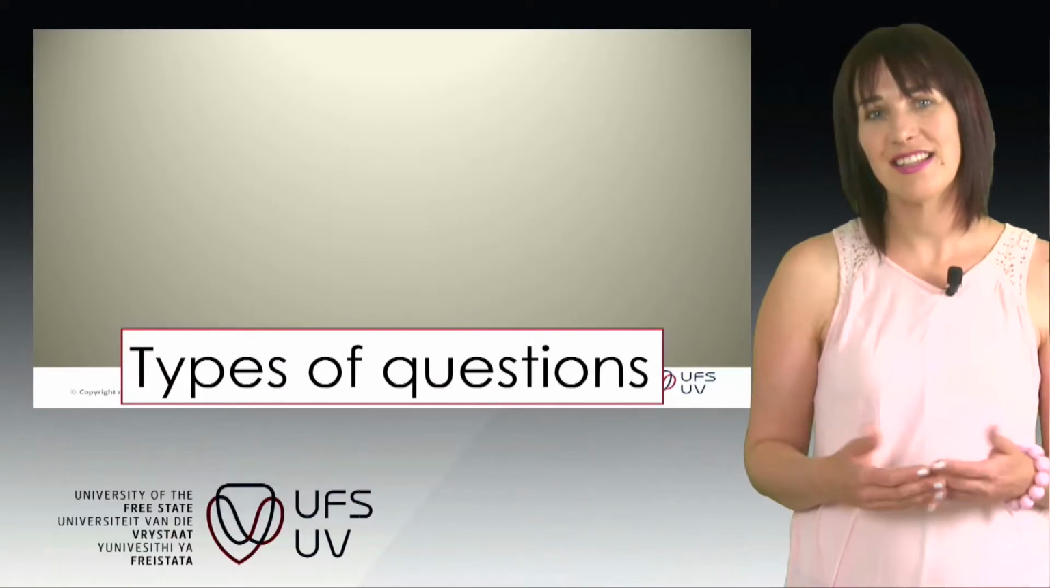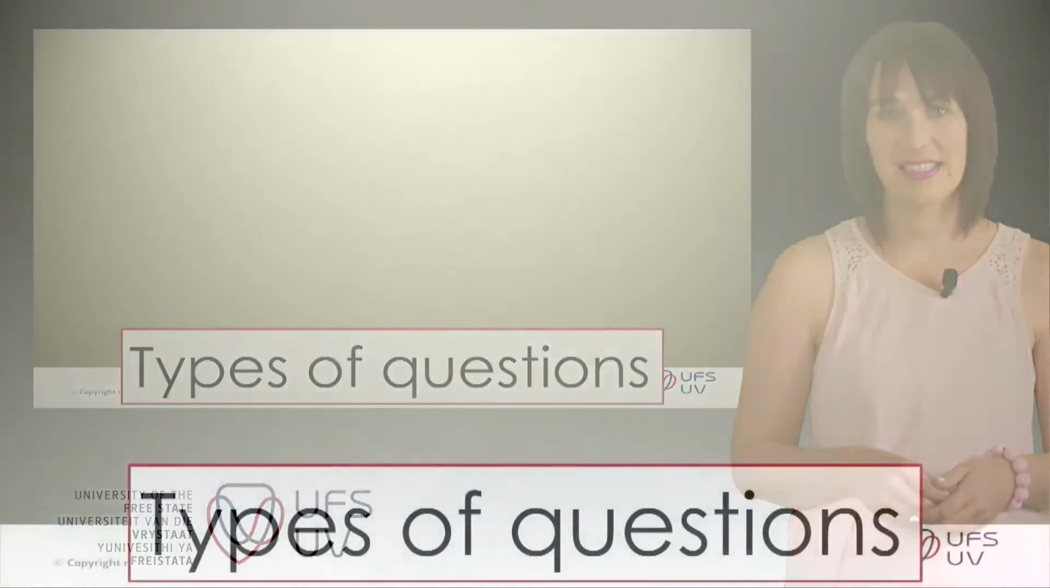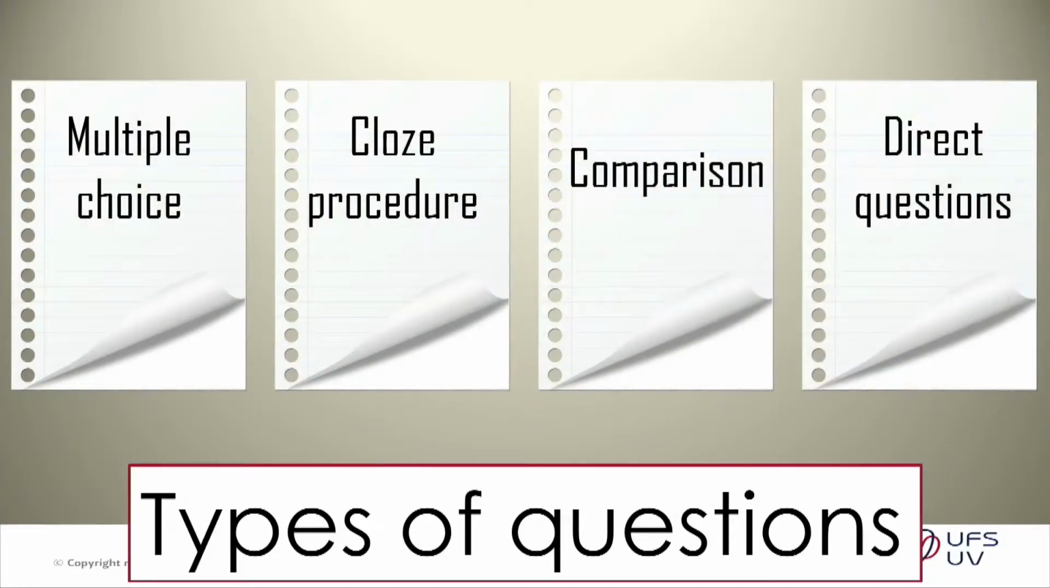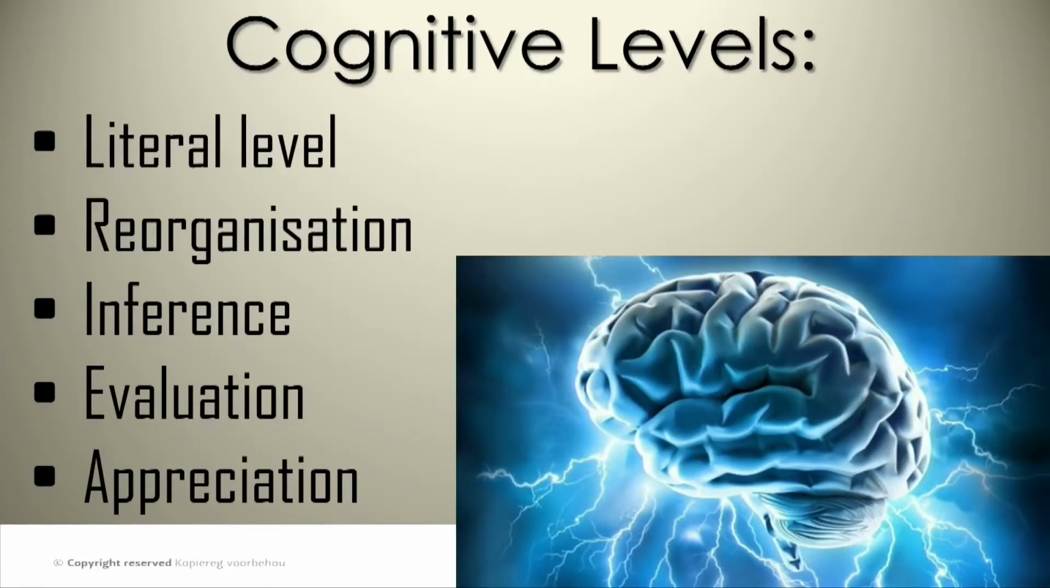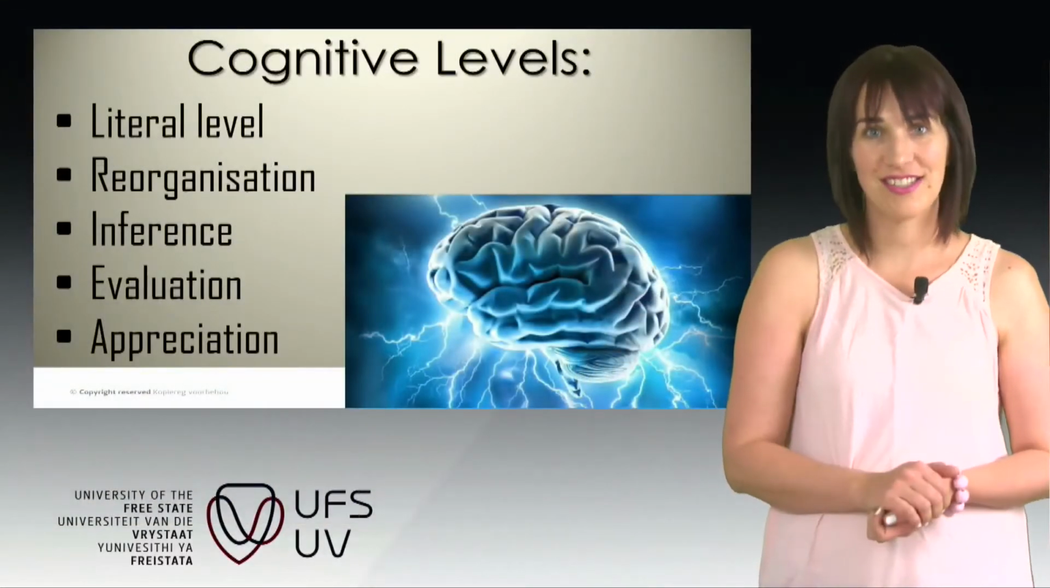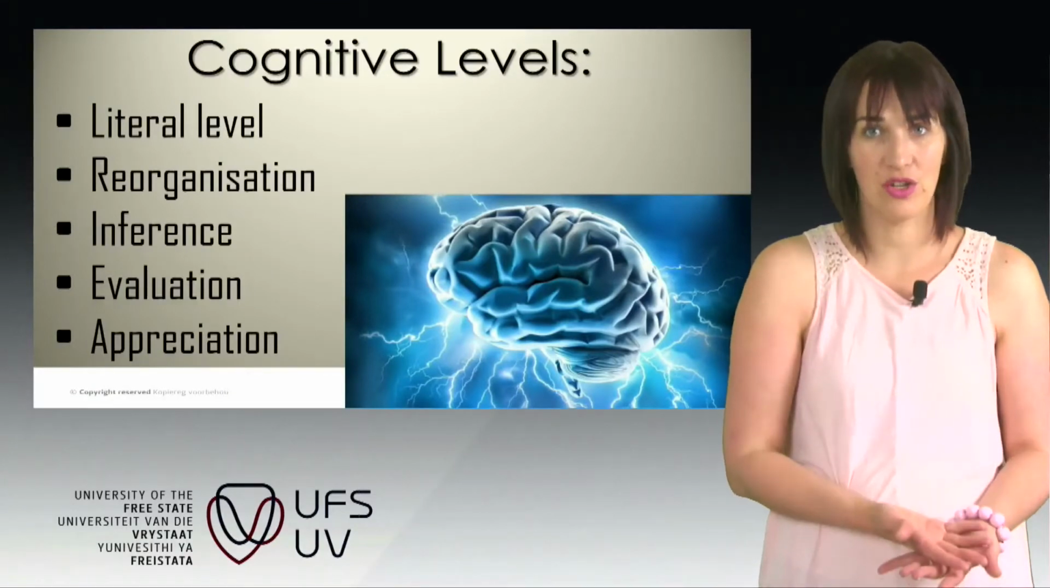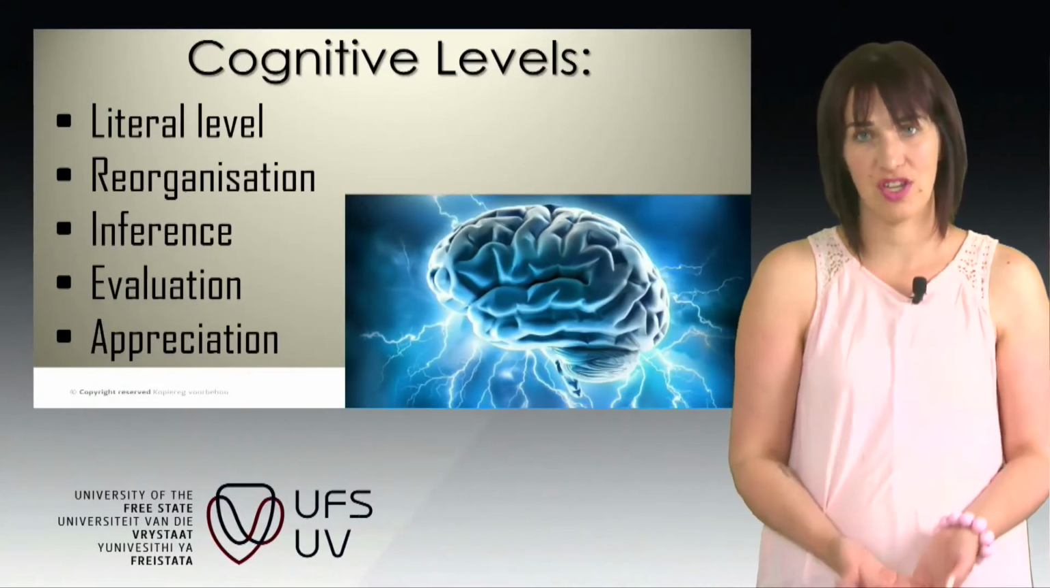We have emphasized that a variety of types of questions, such as multiple choice, closed procedures, comparison, and direct questions, should be used when you assess your learners during formal assessment. We also mentioned that formal assessment must cater for a range of cognitive levels. These include the literal level, reorganization, inference, evaluation, and appreciation. This ensures that the questions will cater for your weaker learners as well as your academic achievers.